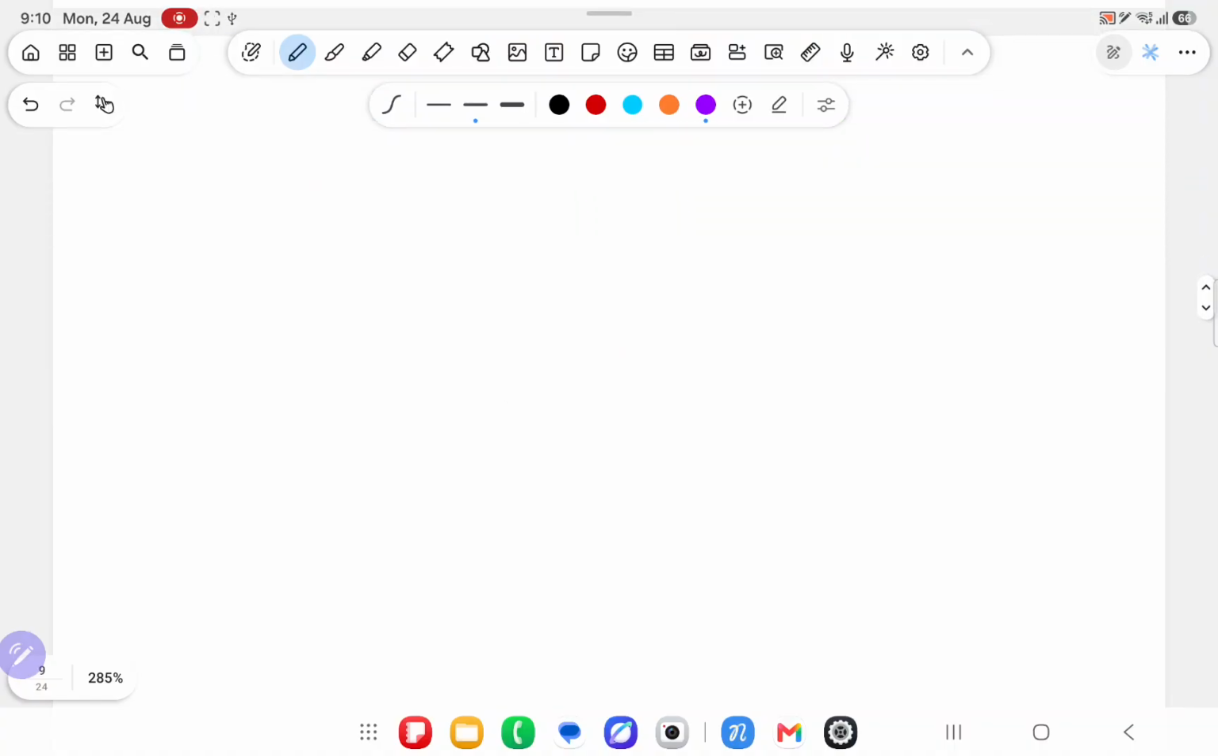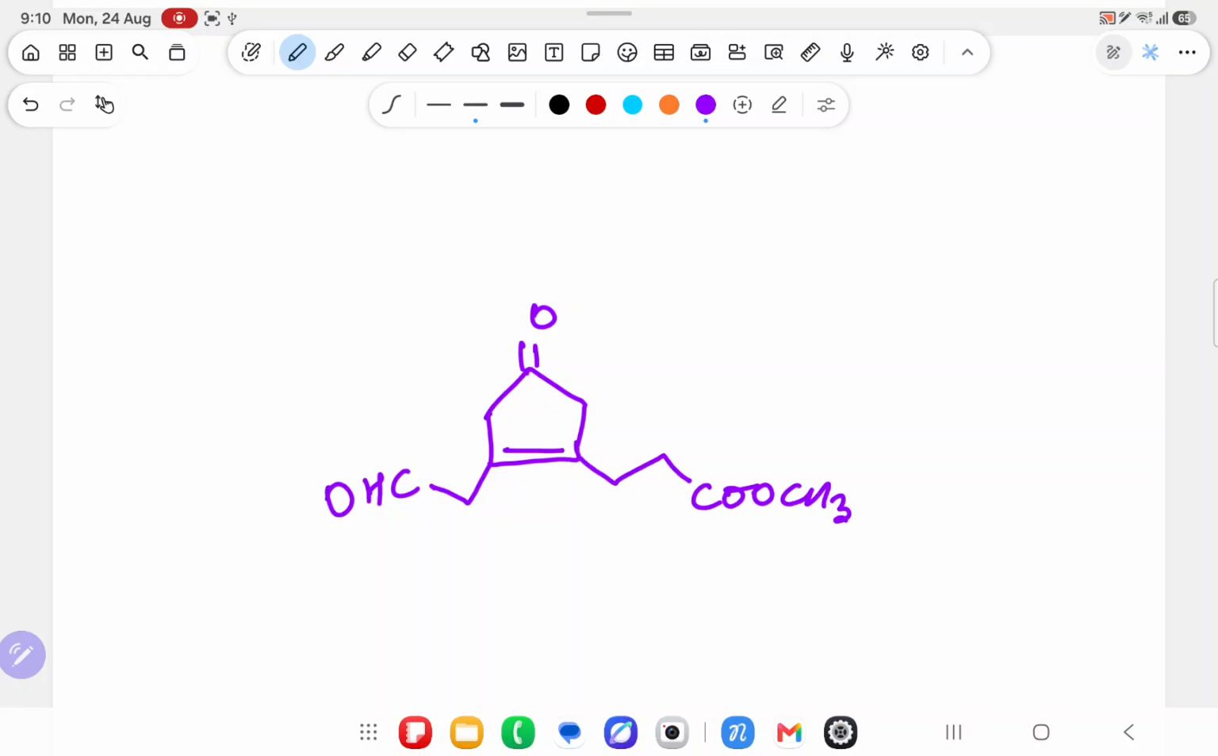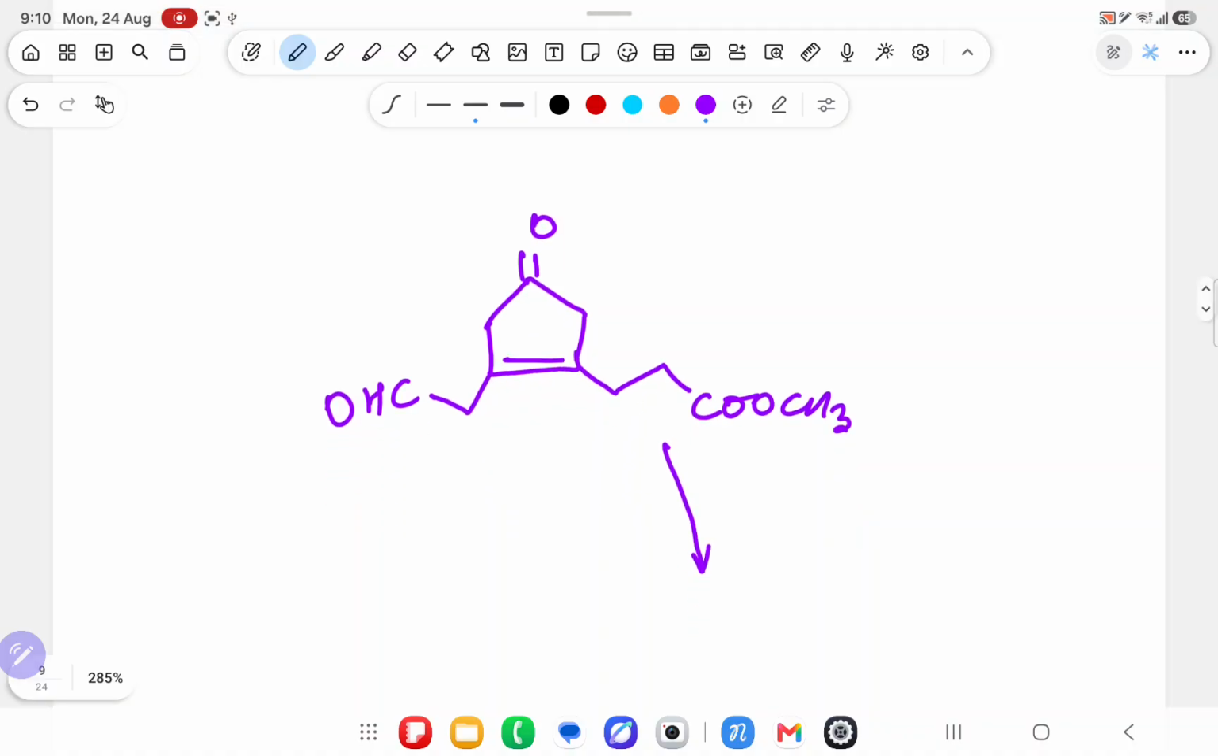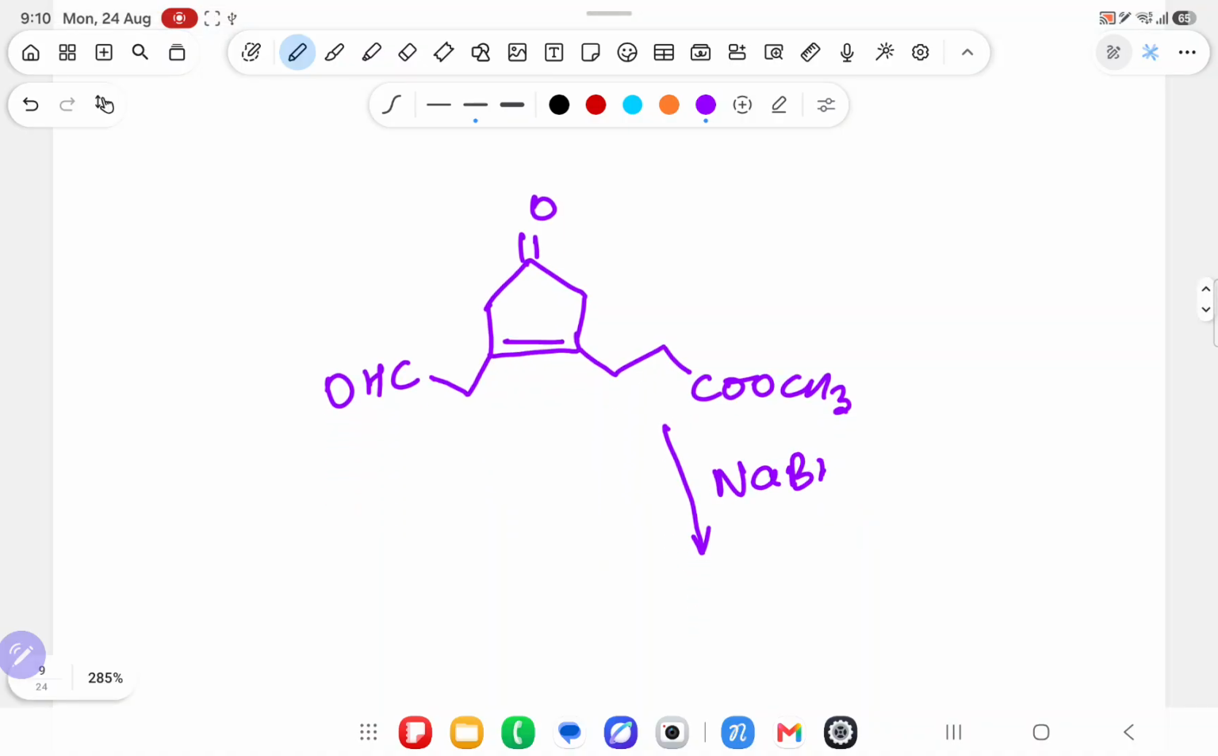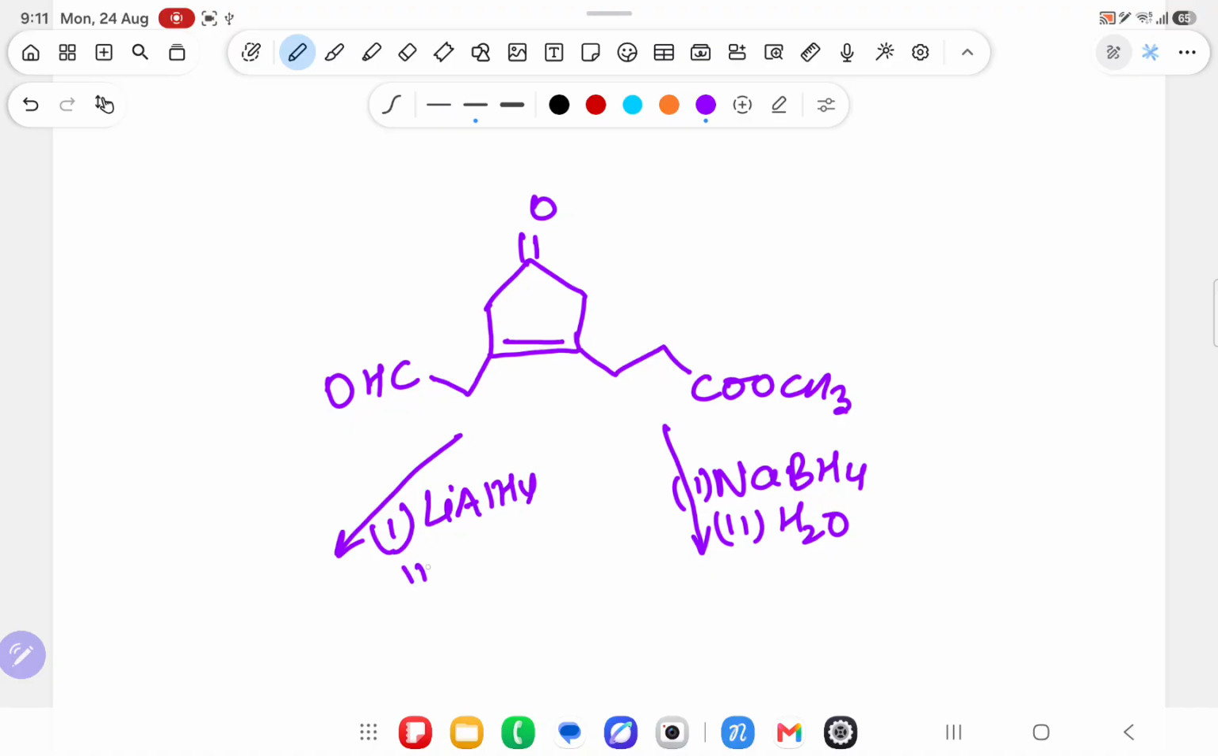Second question I have taken like this: C double bond O, CHO, and COOCH3, and I have taken two reagents only over here. One is NaBH4 first reagent, and second reagent is H2O. Over here I have taken first reagent LiAlH4, second reagent is H2O.